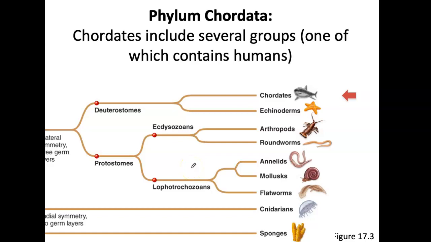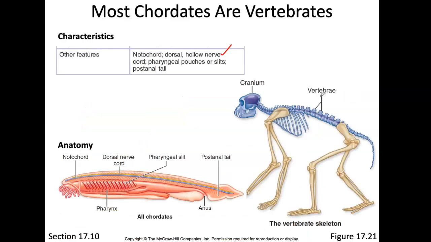Hi. Well, we finally made it up to the chordates, to the chordata. We started out with the sponges, and now we've climbed all the way up here, and we're at the chordates. And they include several groups, one of which is us, the humans. That's cool. Now, most chordates are vertebrates.